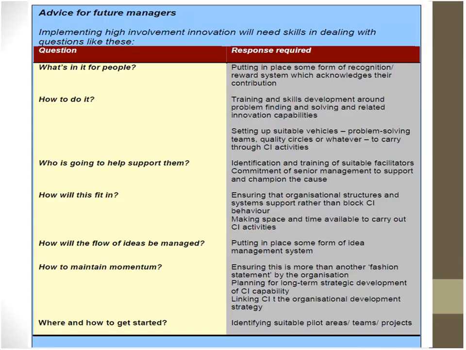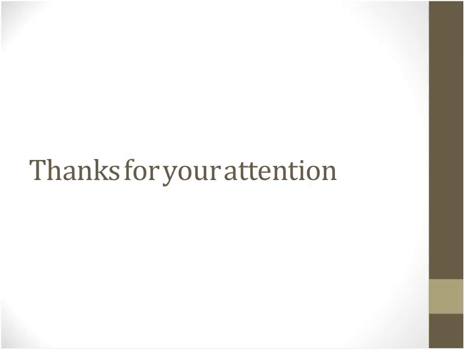Planning for long-term strategic development of continuous improvement capabilities, linking continuous improvement to the organization's development strategy. Where and how to get started: identifying suitable pilot areas like teams and projects. These were all the advice on how we can implement high involvement innovation, which needs skills in the project. So the slide is finished. I hope you enjoyed it. If there is any question, I'm at your service.